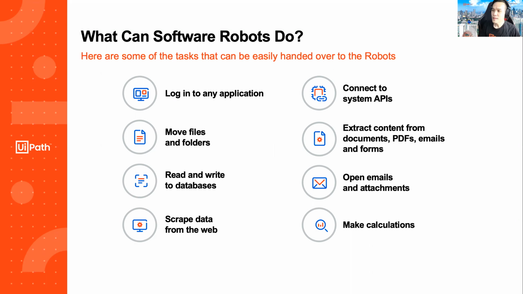It has the ability to, of course, open your email, search for a specific attachment, save that attachment, and maybe open that attachment and perform some data entry based on the contents of that attachment. So again, more or less the same things that we humans do on our computer, a software robot can also do.